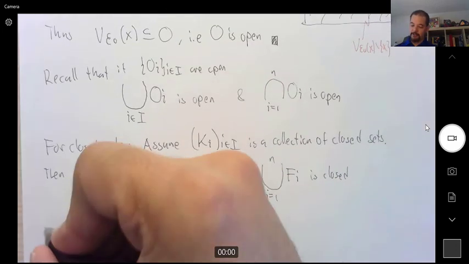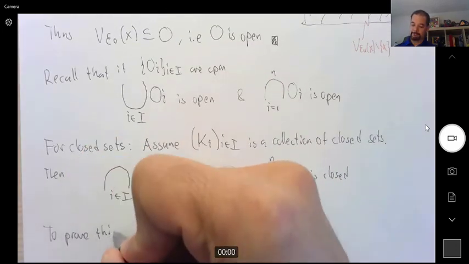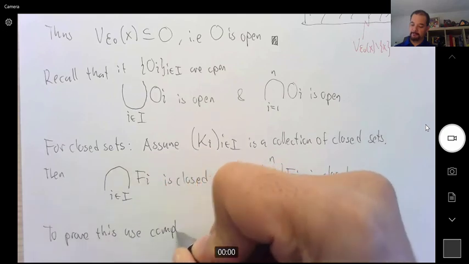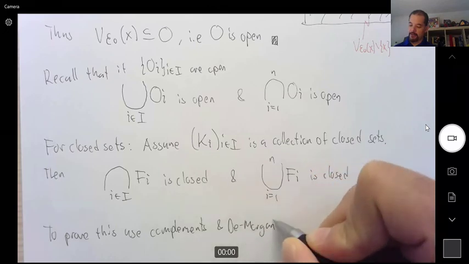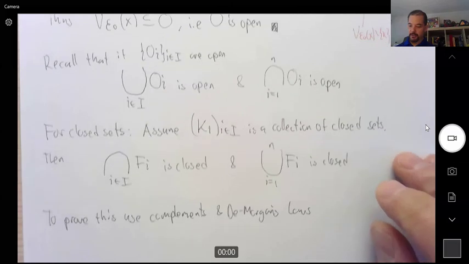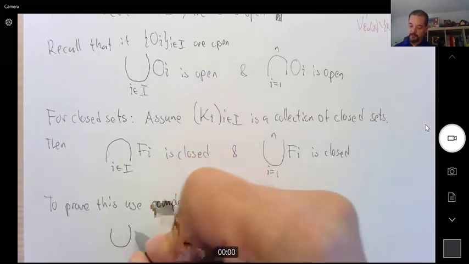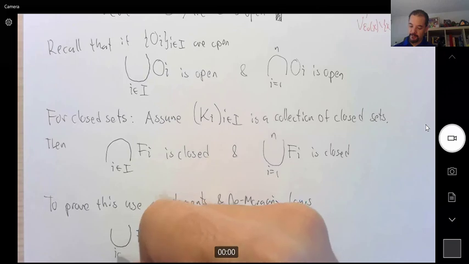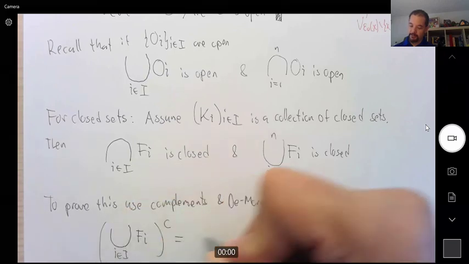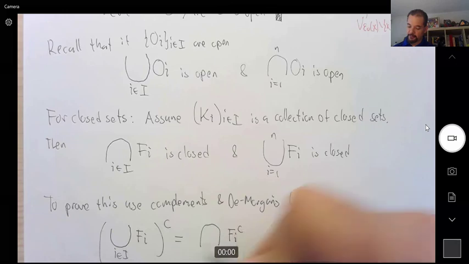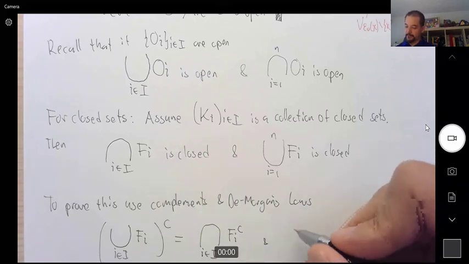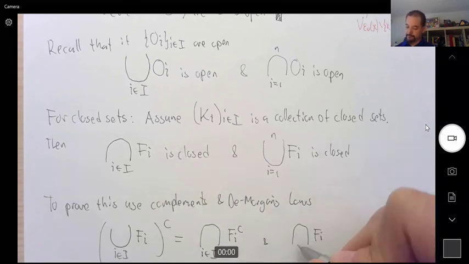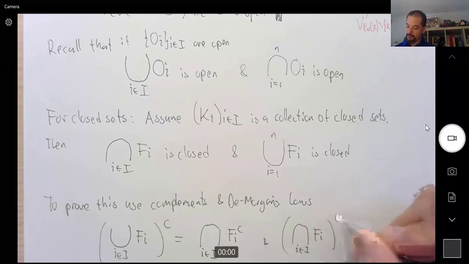So to prove this, use complements and De Morgan's laws. De Morgan's laws, like I said, state that if you do the union of stuff and you take the complement of that, that's the intersection of the complementary sets, and vice versa. So if you do the intersection and then you take the complement of that, that's the union of the complementary sets.